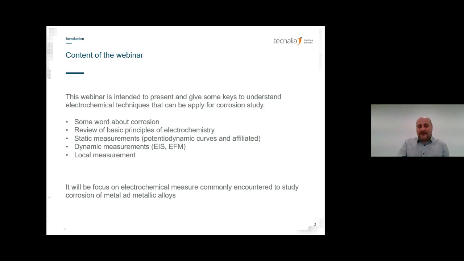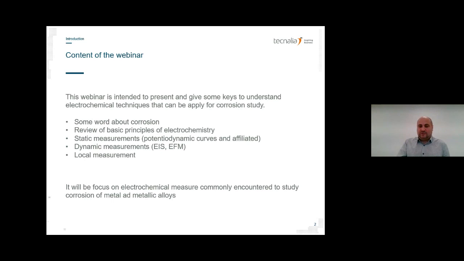A first part devoted to static measurements, meaning in this case techniques involving continuous currents, like potentiodynamic curves and other techniques related to that. This first part will be, let's say, more important, because I think it is the first path to the understanding of electrochemical techniques. And then we will see, in a much lighter way, dynamic measurements, because these techniques are important, even if more complex to understand.